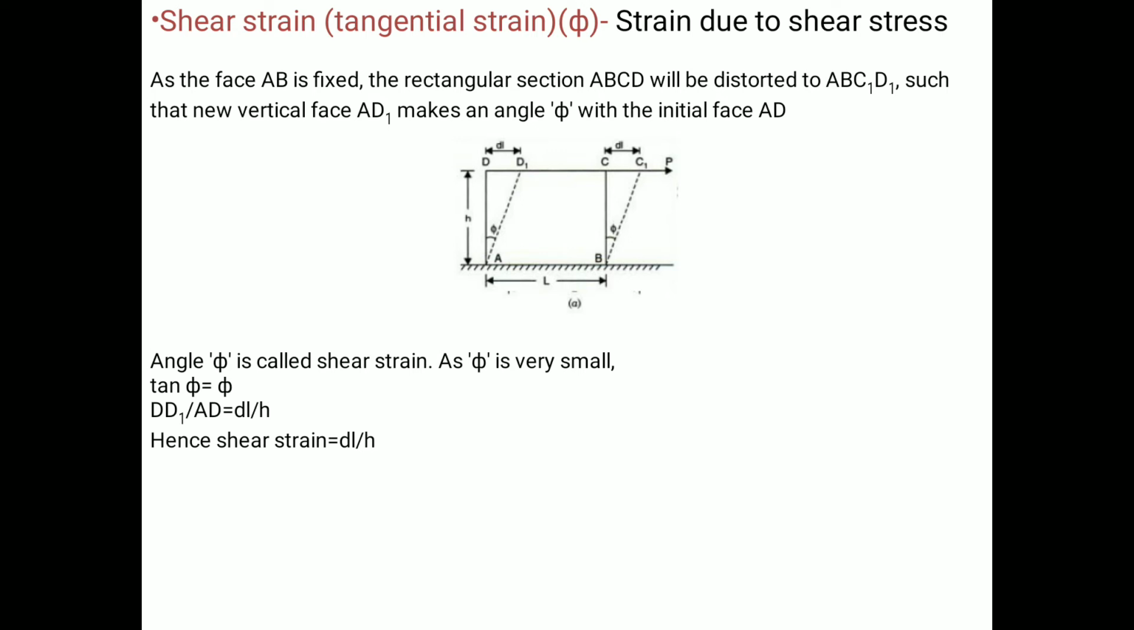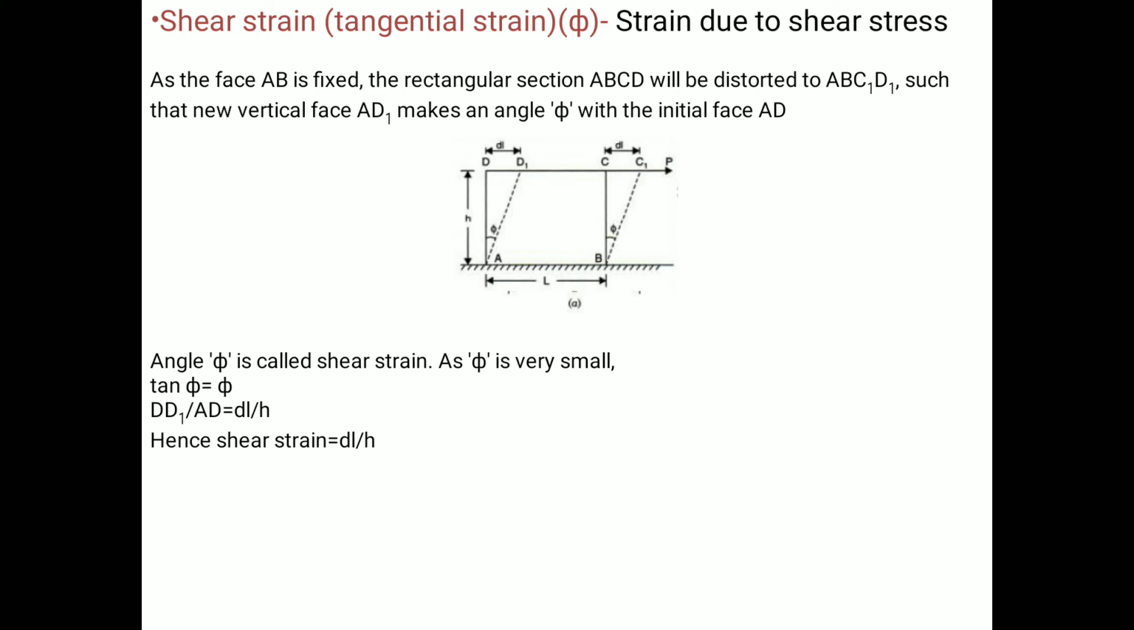Now from the figure we can see that, consider a rectangular block ABCD whose one end is fixed and the other end is subjected to a force P. After the application of the force P, the body gets distorted through an angle phi and it occupies a new position A, B, C dash, D dash. Therefore, as said earlier, shear strain is the measure of small distortion of the block.